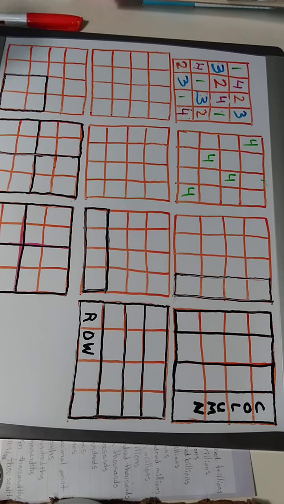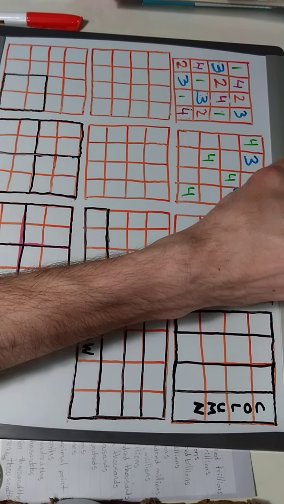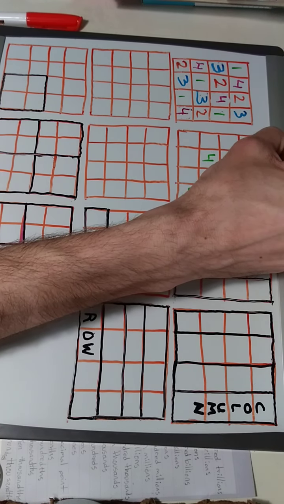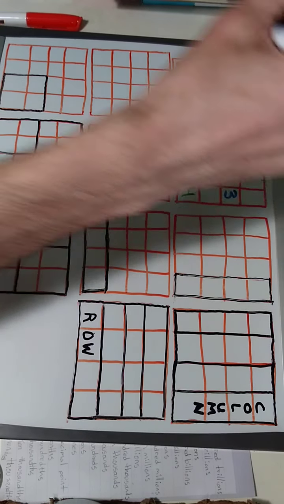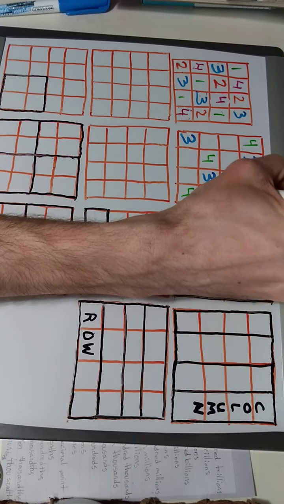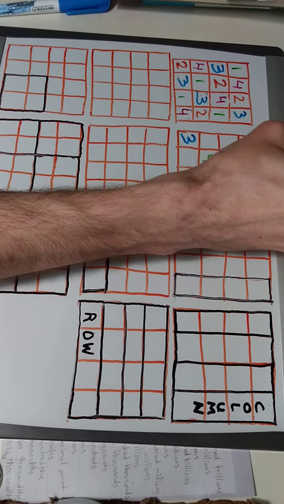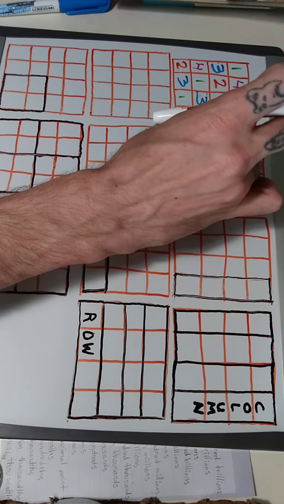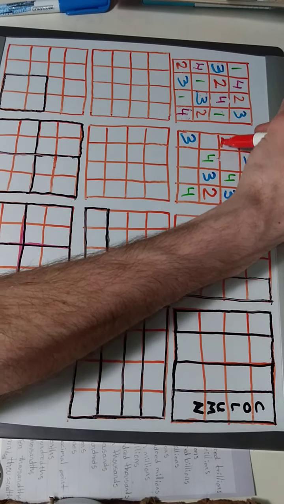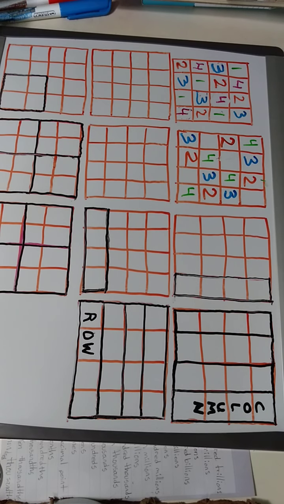And then I'll throw in my 3s here. And then I'll go for the 2s. 2 here. 2. Oh, can't go there. 2. And 2. And then we'll add in our 1s.